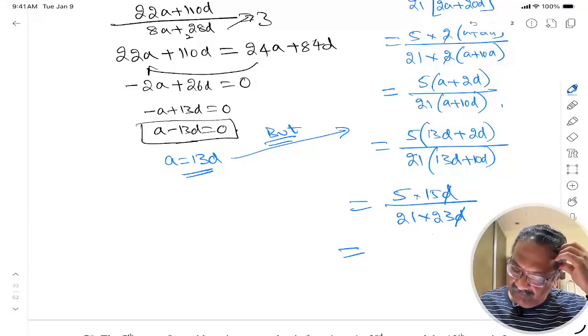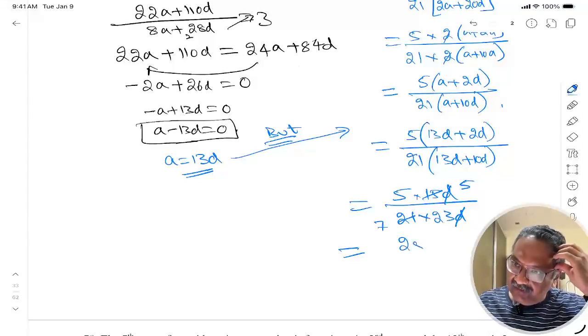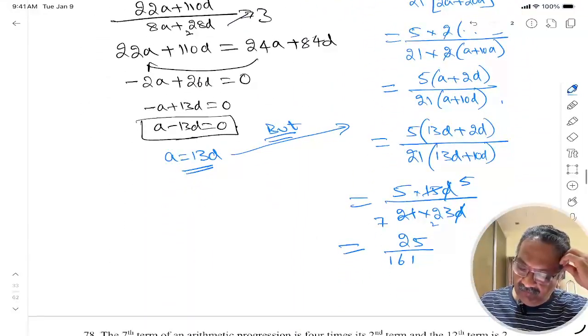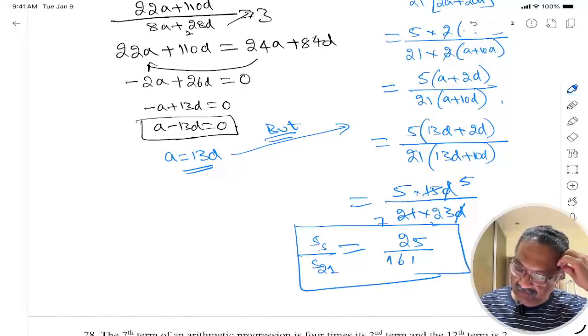Now anything common we can take. 3 5s are 15, 3 7s are 21. So we get 5 5s are 25 divided by 23 into 7. 7 3s are 21, 2 carry, 14, 15, 16, 161. So the ratio of S5 to S21 is 25 is to 161.